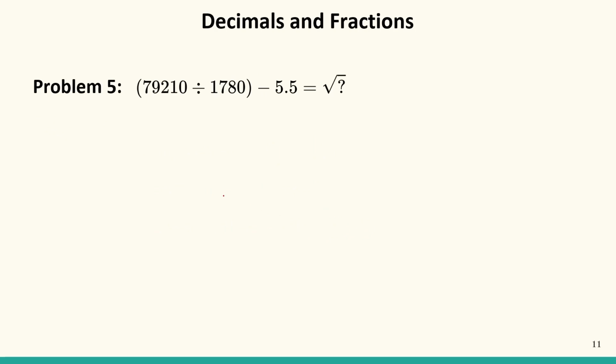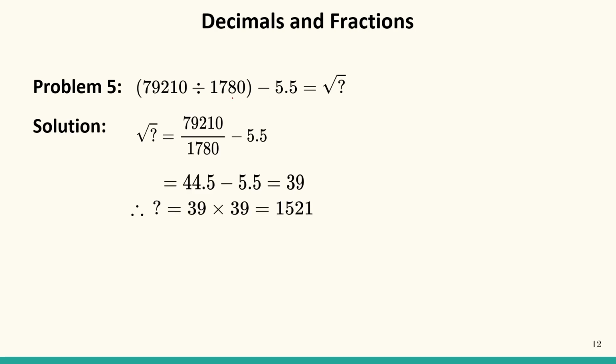So again, we have another question. It asks us 79210 divided by 1780. First we divide 79210 with 1780. Then we subtract 5.5. Let's see what it is. This is equal to 44.5, and what we do now is subtract 5.5 from it. When we subtract 5.5, we are left with 39.